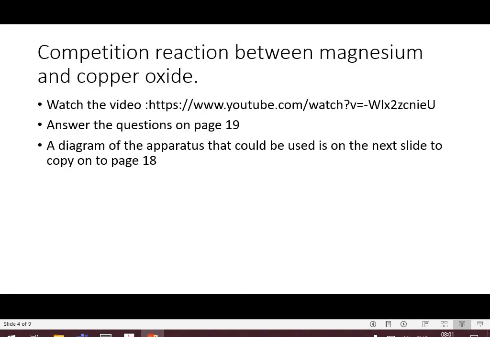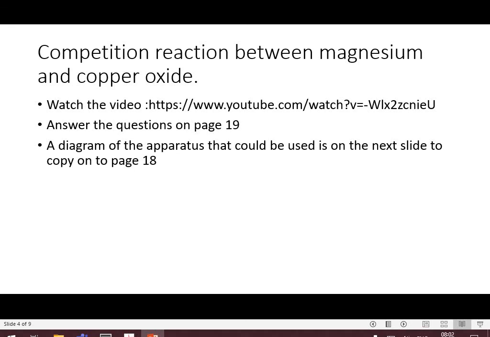Then I want you to watch a video on a reaction between magnesium and copper oxide. It's called a competition reaction because magnesium and copper are competing for the oxide. Then I'd like you to answer the questions on page 19, and a diagram of the apparatus that could be used is on the next slide to copy onto page 18.